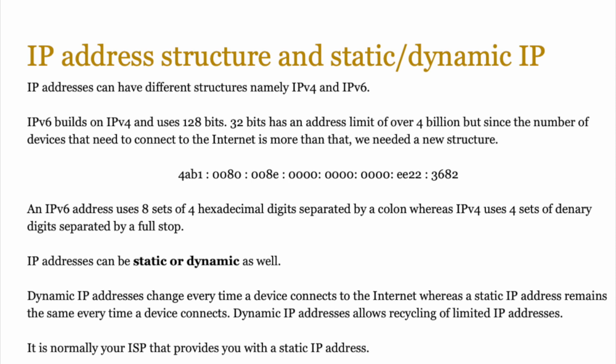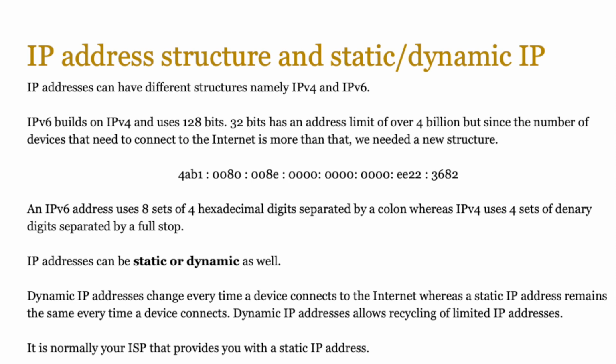32 bits has an address limit because 2 to the power of 32 means that there are over 4 billion addresses. But since the number of devices that need to connect to the internet is much more than that, we needed a new structure. Now, the address that you see on screen is an IPv6 address, and its structure uses 8 sets of 4 hexadecimal digits separated by a colon, whereas IPv4 uses 4 sets of denary digits separated by a full stop. Now, you need to make sure you remember this because this is a typical exam question.